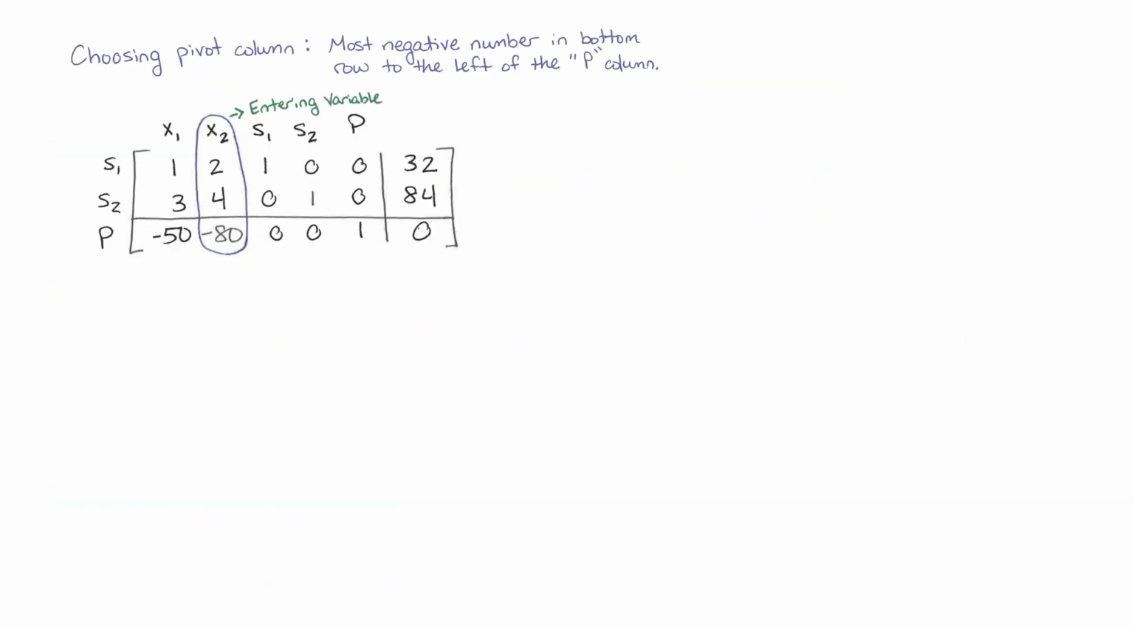So remember, to choose a pivot column, we look for the most negative number in the bottom row to the left of the P column. And in this case, we have negative 50, negative 80, 0, and 0. So negative 80 is the most negative number, or we can think of it as the smallest number. So that makes the x2 column, which I circled here, the pivot column. So we call x2 the entering variable. So after I do my operations, x2 should enter the basis. It should become a basic variable.